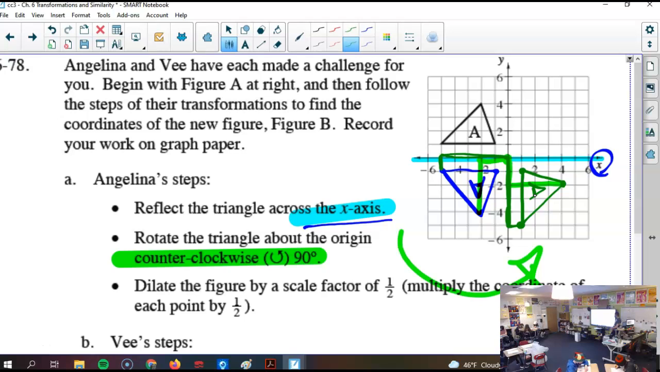Questions on how we got here? They say about the origin, so that's why we're using the hockey stick from the origin.